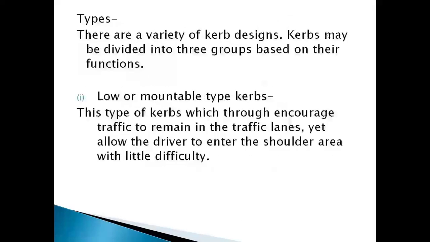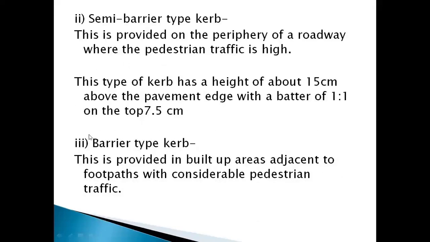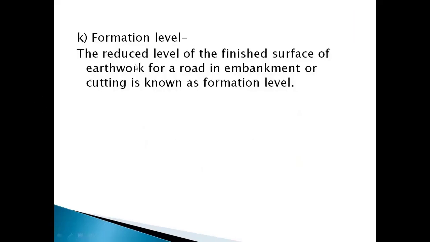Then there are three types of curb. First is a low or mountable type curb, second is a semi-barrier type curb, and third is a barrier type curb. Then next is formation level. The reduced level of the finished surface of earthwork for a road in embankment or for a road in cutting is called formation level. That is, the finished level of the surface of the road is called formation level. These terms we had discussed in the last lecture.